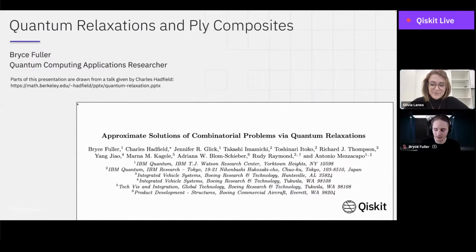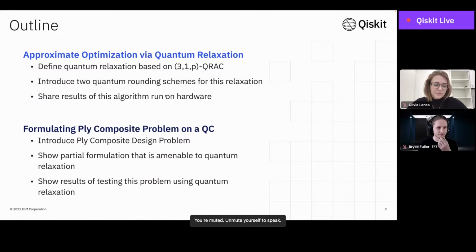So this work is joint work that came out of a collaboration between IBM Quantum and Boeing. I also wanted to call out that part of the slide deck was taken from Charles Hadfield's notes on this talk. This talk factorizes nicely into two different talks, actually. There's this interesting algorithm that I'm going to speak mostly about, and then the second part of the talk is going to be focused on a specific use case in aerospace engineering. So there will be two conclusion slides and we'll break it up. Cool. And again, please ask questions in the chat if there's anything that's unclear.